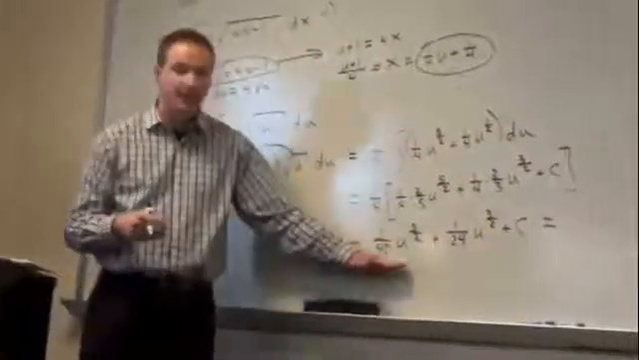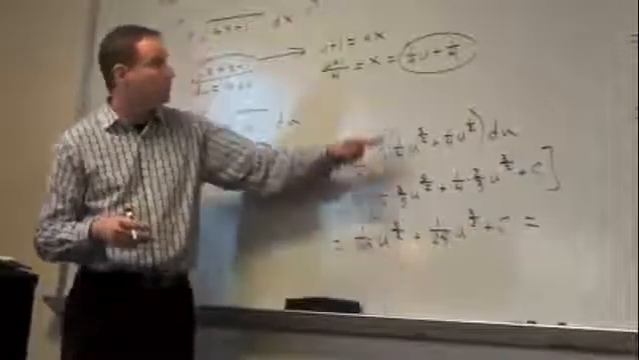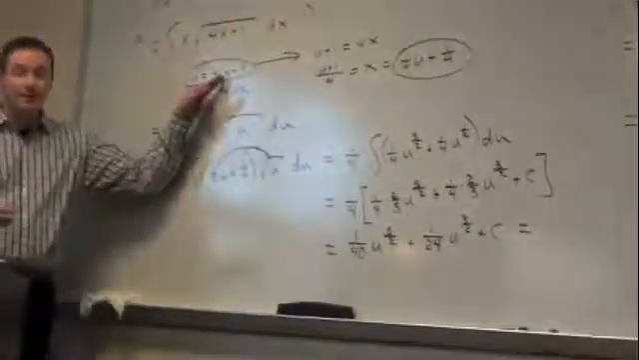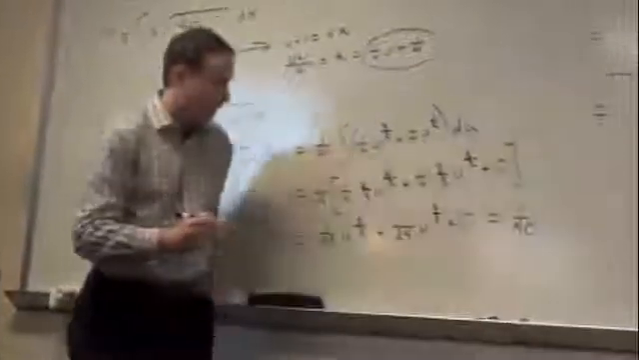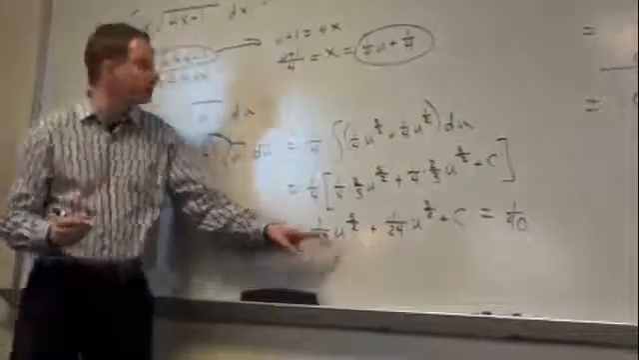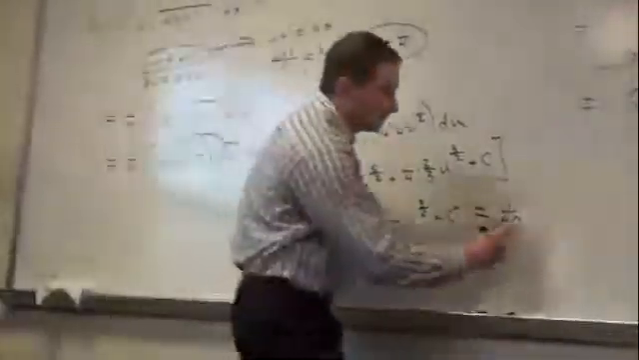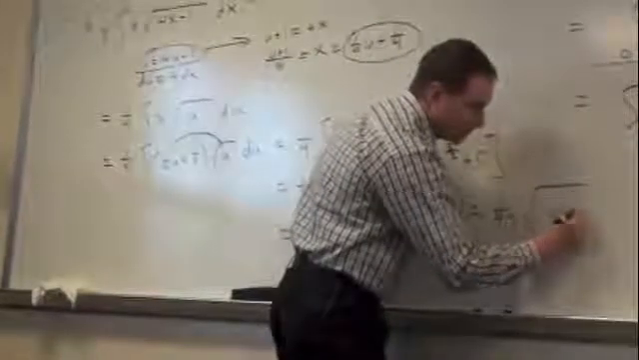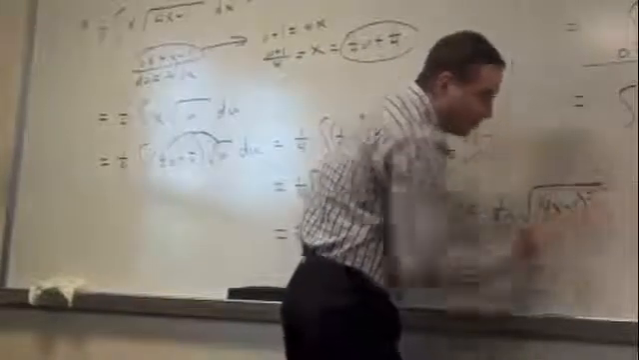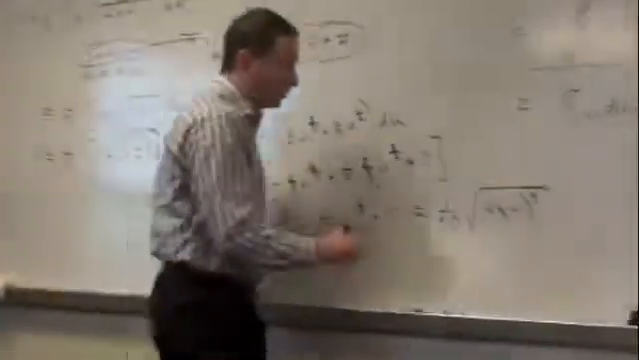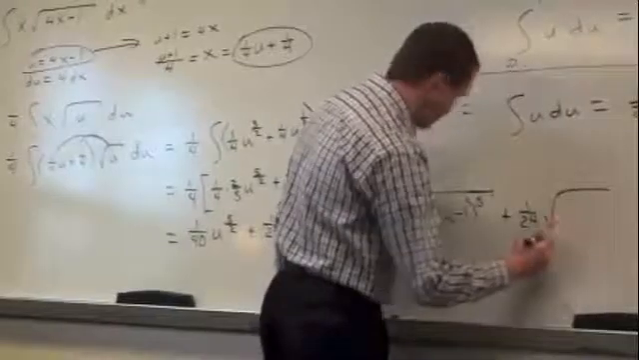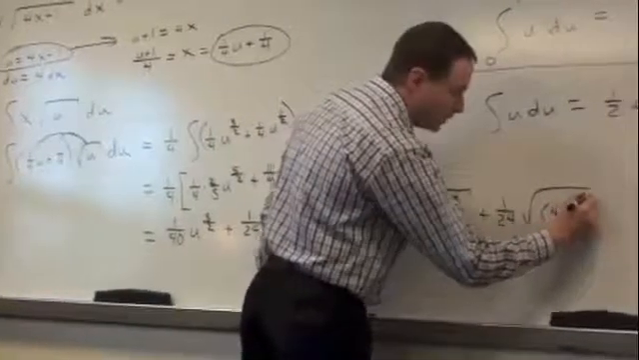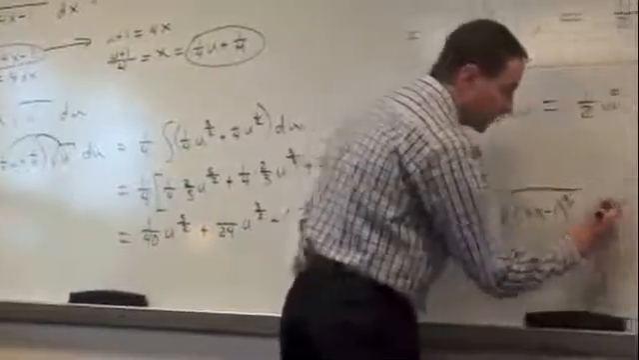So here, I'm getting to my answer, and I can say, okay, I know u is 4x minus 1, so my final answer needs to be 1/40 on the square root of 4x minus 1 to the 5th. Remember, if the original is written in radical, your answer needs to be in a radical. Plus 1/24 on the square root of 4x minus 1 to the third. Plus c. That's what it would be.